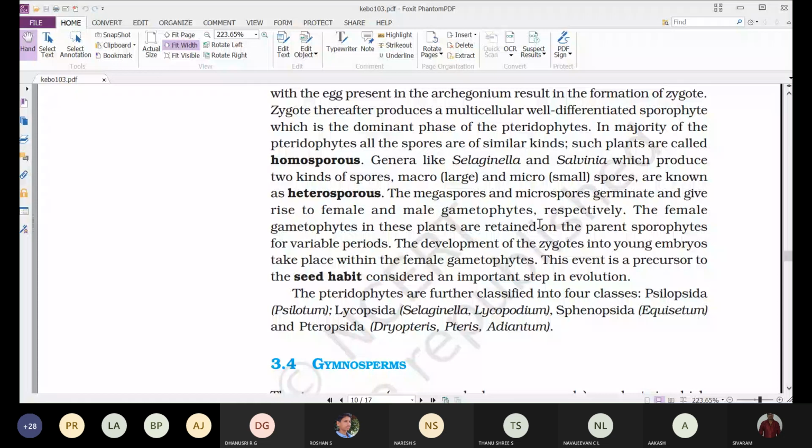Tomorrow we'll discuss the classification. Classification is only brief, it doesn't have much importance. Just some simple examples and some groups have been given. That's it. That one we'll discuss in tomorrow's class. We'll recall once again the general characteristics of pteridophyta overall, and later we'll go with the classification tomorrow.